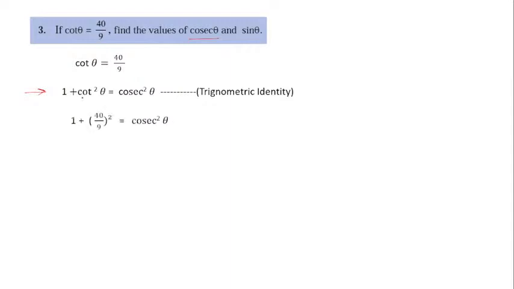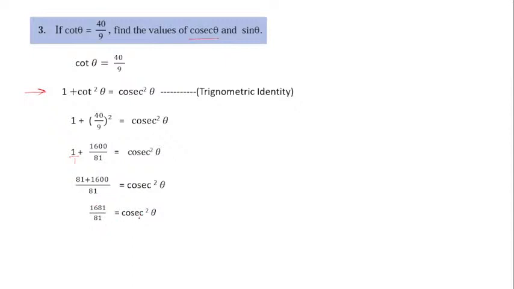So we'll just replace this cot theta by 40 divided by 9, whole square, is equal to cosec square theta. So again 1 plus, we have to make squares of both of these two terms. 40 square is 1600 divided by 9 square is 81, that is equal to cosec square theta. Again we have to cross multiply here to have 81 into 1, that's 81, plus 1600 into 1, that's 1600, divided by 81, that is equal to cosec square theta. So if we add the numerators, we get 1681 divided by 81 is equal to cosec square theta.